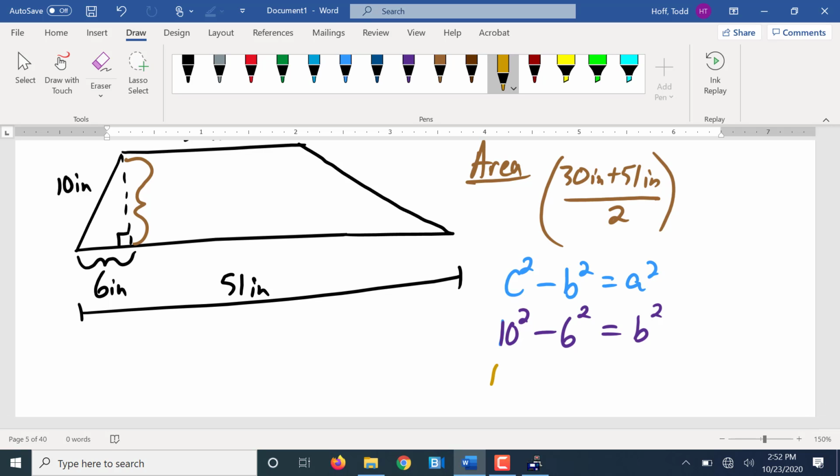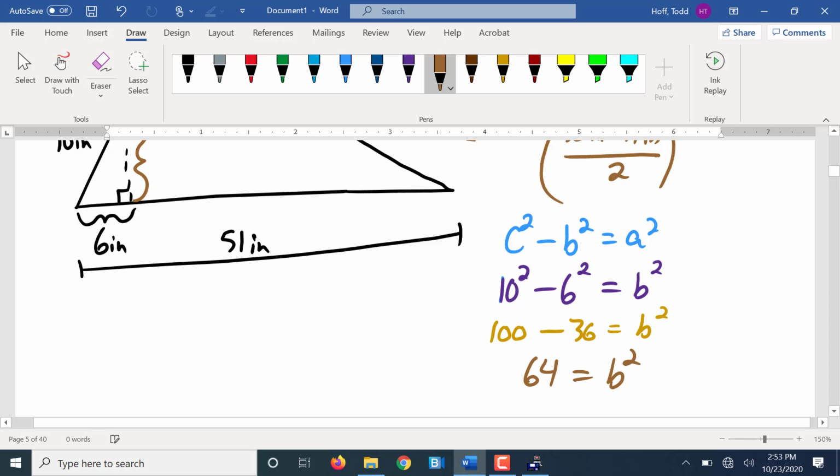Perfect. Then you got to square root it, right? 10 squared is 100, 6 squared is 36. We subtract, we do get 64.